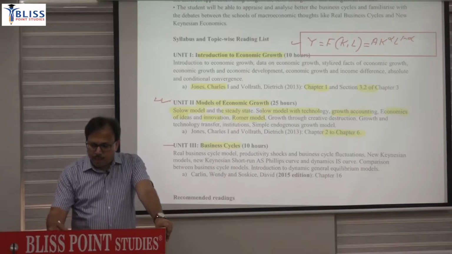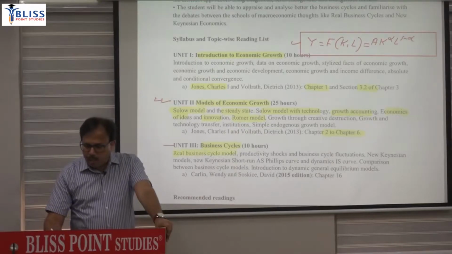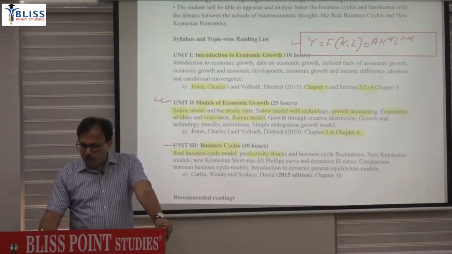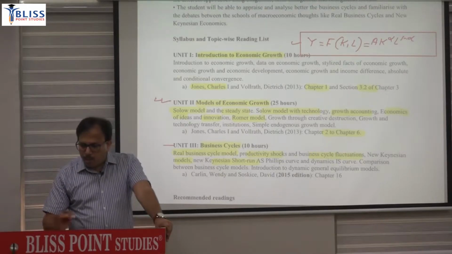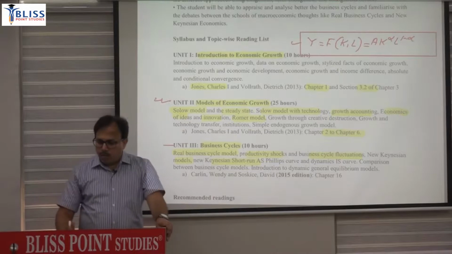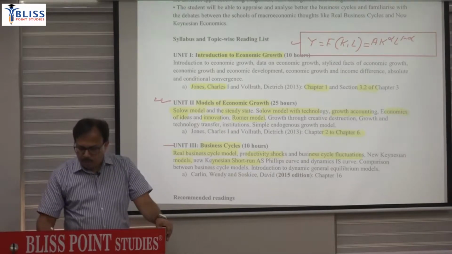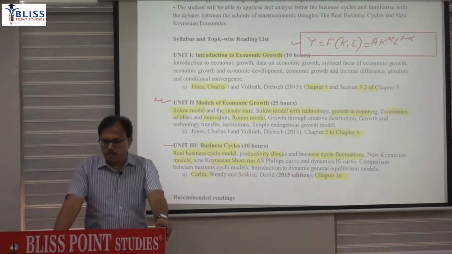So there are different models again here: real business cycle model, productivity shock and business cycle fluctuation, new Keynesian model, Phillips curve, and so on. And for that purpose again we have a reading, Carlin chapter number 16.